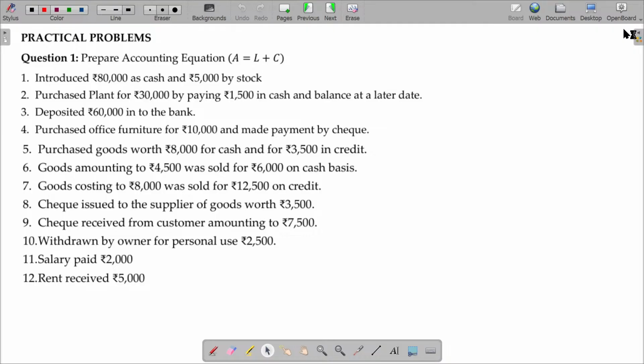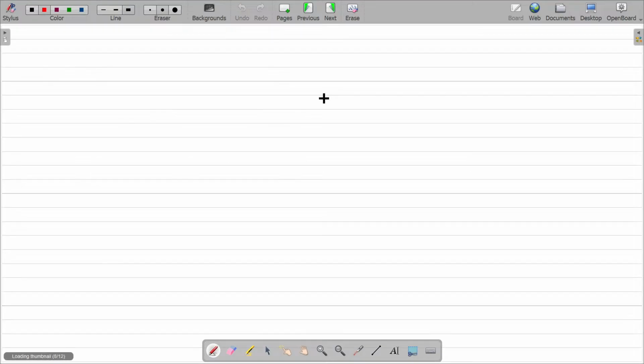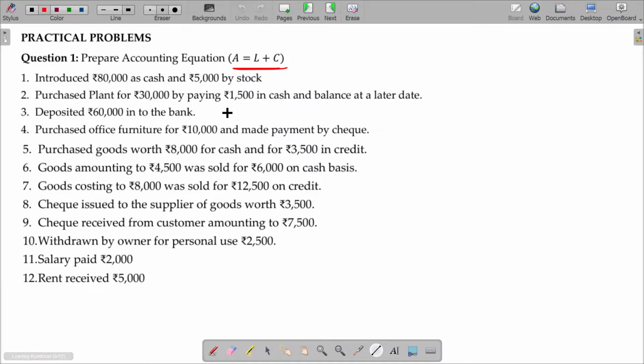Now, accounting equation: asset is equivalent to liabilities plus capital. Is that okay? This is called the accounting equation approach. I assume the same equation for solving this entire set of 12 transactions.